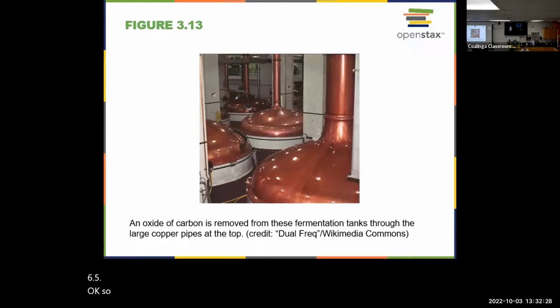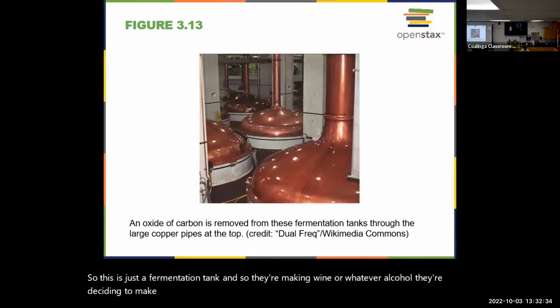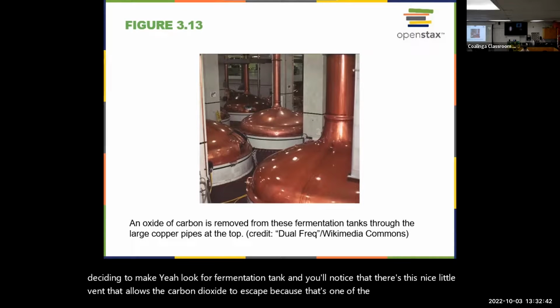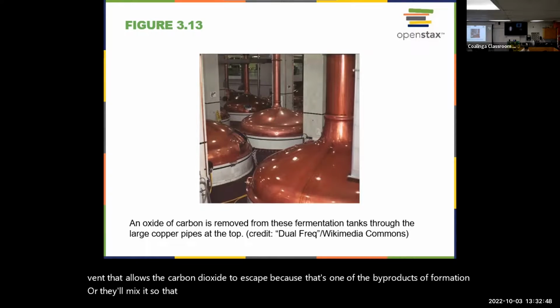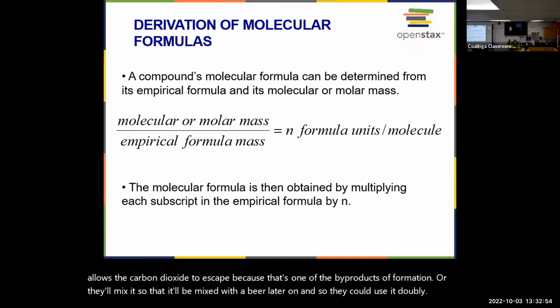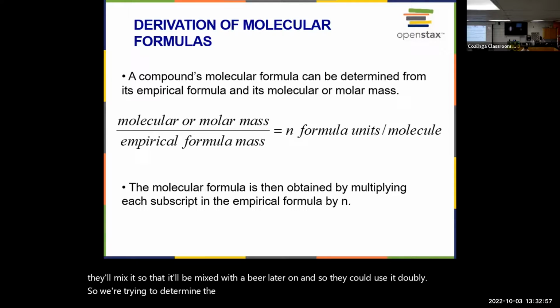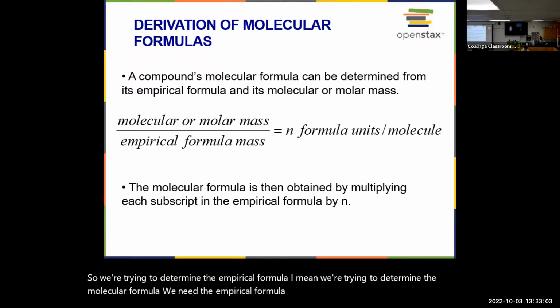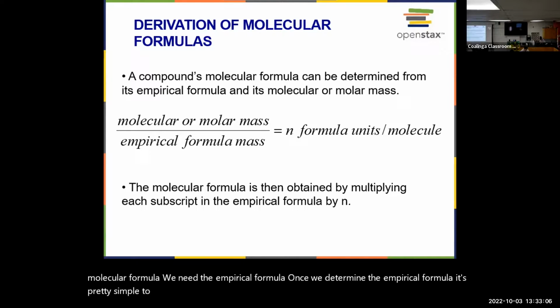Okay, so this is just a fermentation tank. When they're making wine or whatever alcohol they're deciding to make, they have a fermentation tank, and you'll notice there's a nice little vent that allows the carbon dioxide to escape, because that's one of the byproducts of fermentation. Or they'll mix it so that it'll actually be mixed with a beer later on. And so they can use it double. Okay, so if we're trying to determine the molecular formula, we need the empirical formula. Once we determine the empirical formula, it's pretty simple to determine the molecular formula if they give us a little bit of information about the molecule itself.